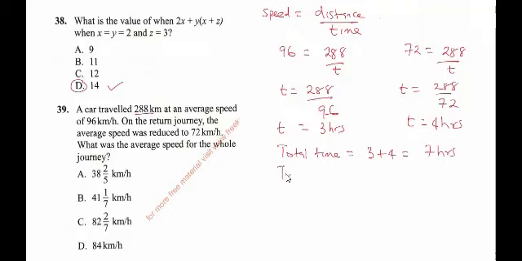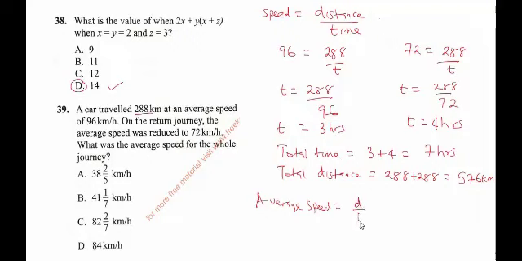Now, the total distance covered, you need to get the total distance because they are asking us the average speed for the whole journey. So the total distance covered is going to give us 288 plus 288. So that's going to be, when you sum this up, you are going to get 576 kilometers. Now, having gotten the total distance and the total time, your average speed is going to be distance over time, which will be 576 divided by 7 hours.